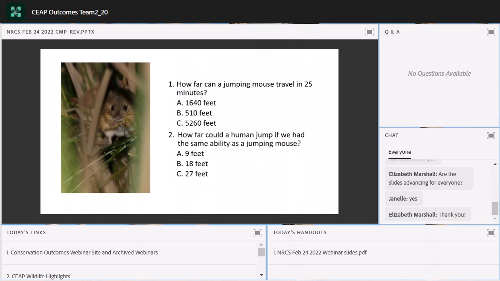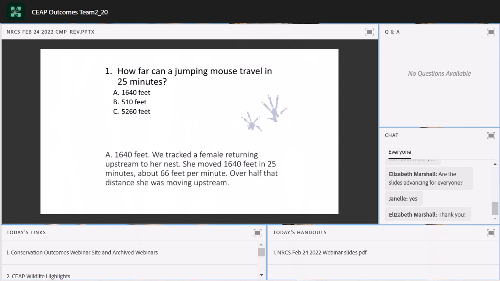To give you a perspective on how unusual this animal is, I put together a couple of quiz questions. How far can a jumping mouse travel in a short period of time? And how far can a human jump if we could jump as far as a jumping mouse? You can pick your answer here. I'm going to move straight into the answer. See if you got the right answer. How far can a jumping mouse travel in 25 minutes?